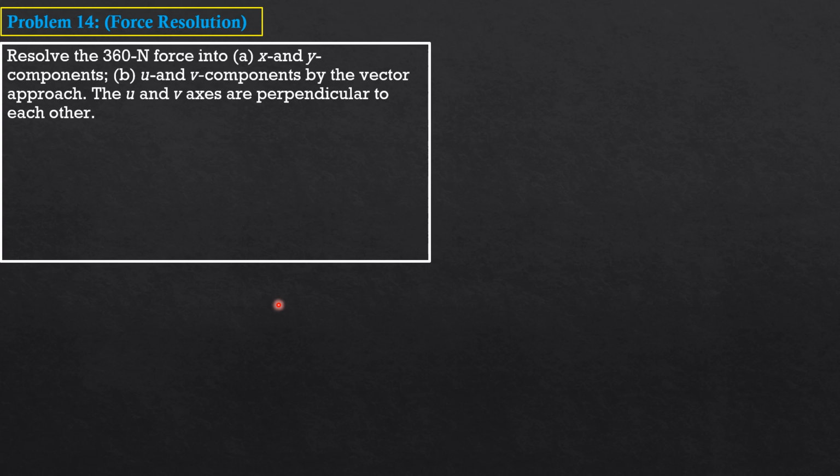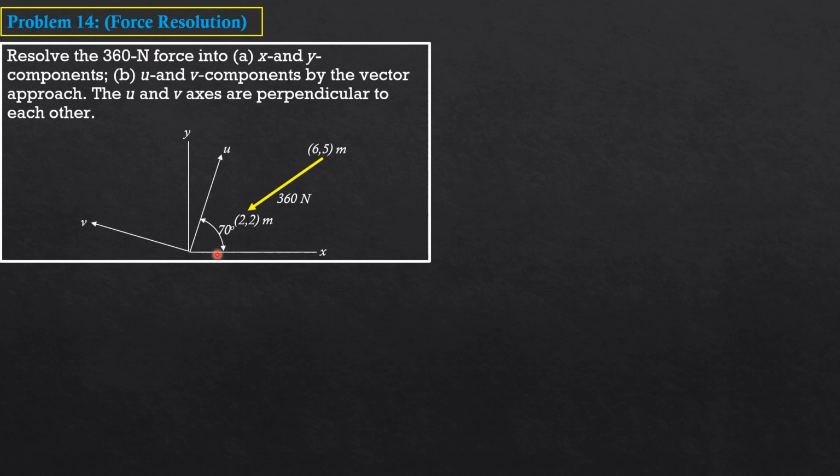So resolve the 360 Newton force into X and Y components, U and V components by the vector approach. The U and V axes are perpendicular to each other. So remember that this approach is only applicable when we resolve the force into components along two sets of axes that are perpendicular to each other. If they are not perpendicular, then use parallelogram or triangle law and the law of sines, which I already demonstrated in the previous problems.